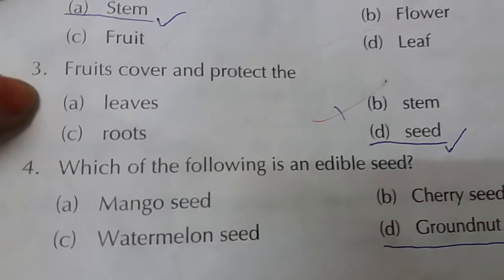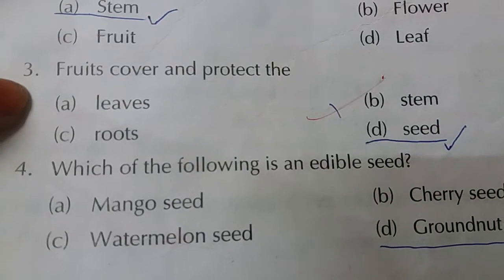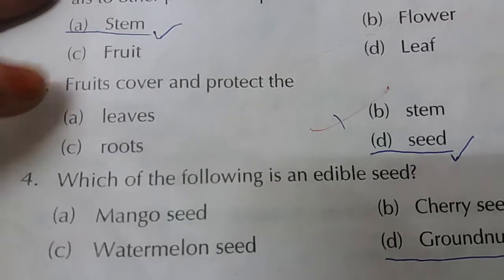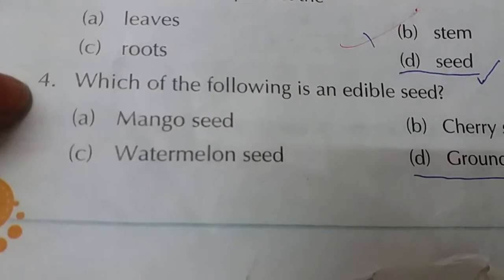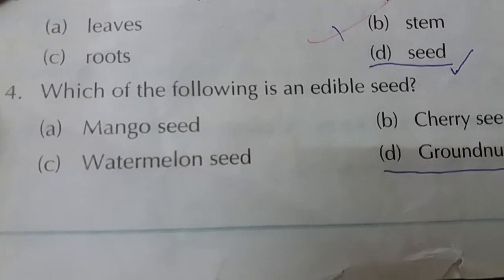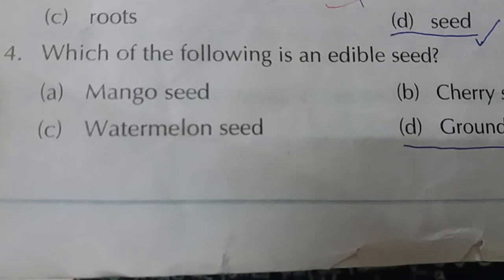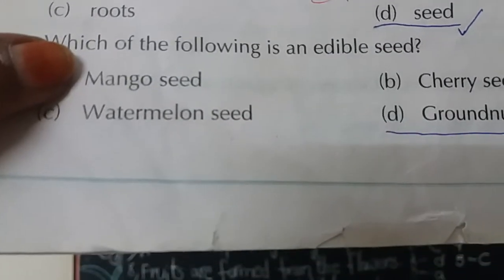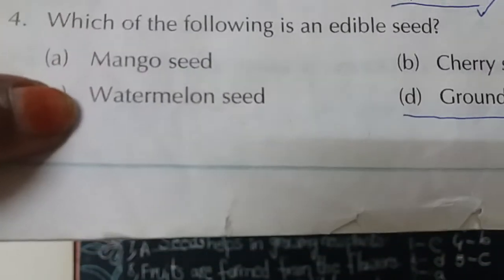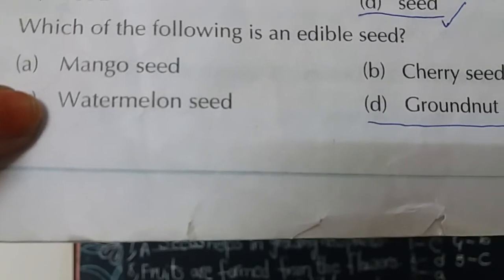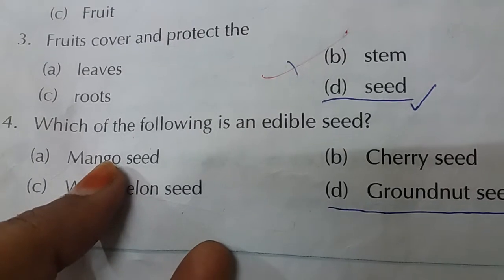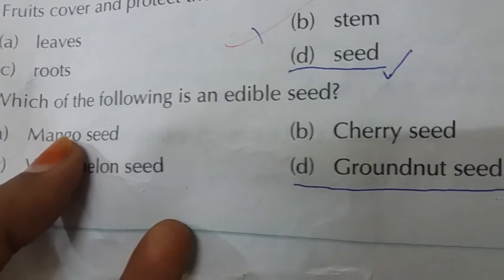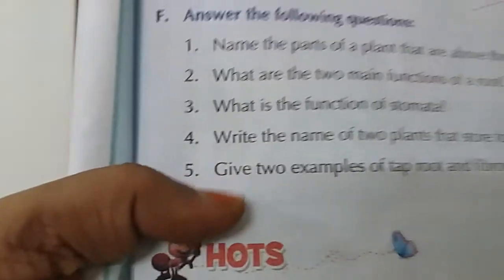See the third question. Fruits cover and protect the seed. See the next question, fourth question. Which of the following is an edible seed? Edible means which we can eat. Mango seed we do not eat. Watermelon we can't eat. Cherry we can't eat. Only groundnut seed, this is the edible seed. Okay? So which of the following is an edible seed? Groundnut.